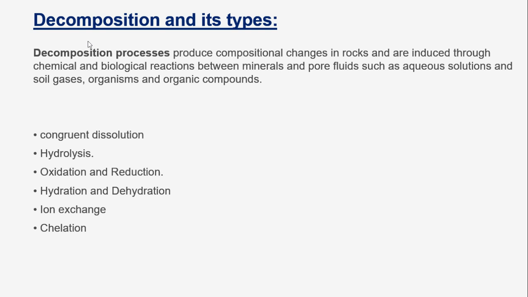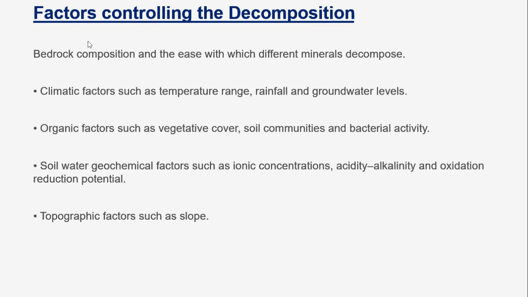So there are different types of chemical weathering processes: the simple solution or the congruent dissolution, hydrolysis, oxidation and reduction, hydration and dehydration, ion exchange, and chelation. One by one, we will see the different types of the chemical weathering process. Before that, we will deal with the factors controlling the decomposition.